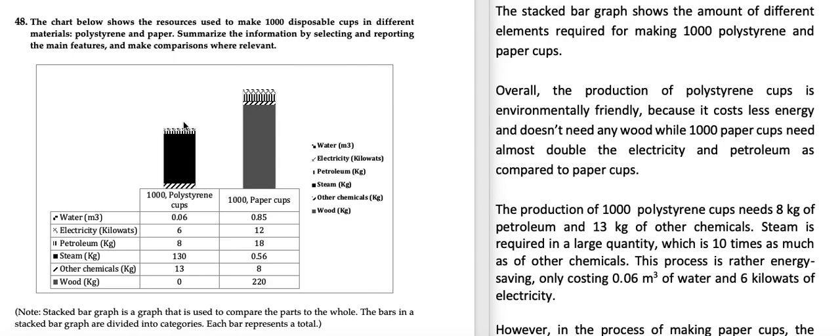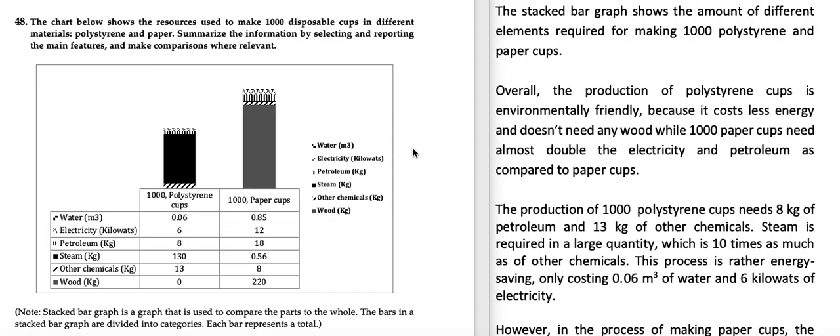So this is basically the materials needed to make 1000 polystyrene cups and 1000 paper cups. And you can see that this is a stacked bar graph, and a stacked bar graph is a graph that is used to compare the parts to the whole. The bars are divided into categories, and to make things simpler, this table has been made right below that. So the materials like 0.06 would hardly be visible in this graph. So the table has been made so that the things are clear and how much of each is being used to make the respective 1000 cups.